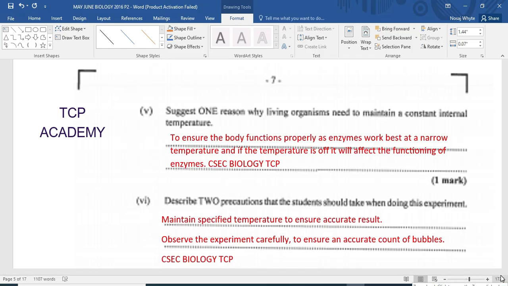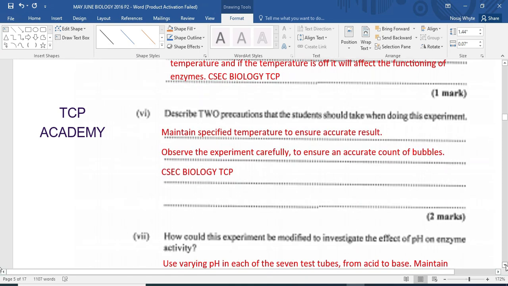Now, we want to maintain that specific temperature to ensure that there are, of course, accurate results. So that's a precaution. You want to ensure that what you're doing is right so that the result can be right. And we want to, of course, observe the experiment carefully to ensure an accurate count of the bubbles, or else we're not going to have a good curve. So, describe 2 precautions the student should take. Here it is something that the student should do to ensure that the experiment goes as planned. So here they need to maintain that temperature, and of course they need to do that count properly. This was easy, I think.